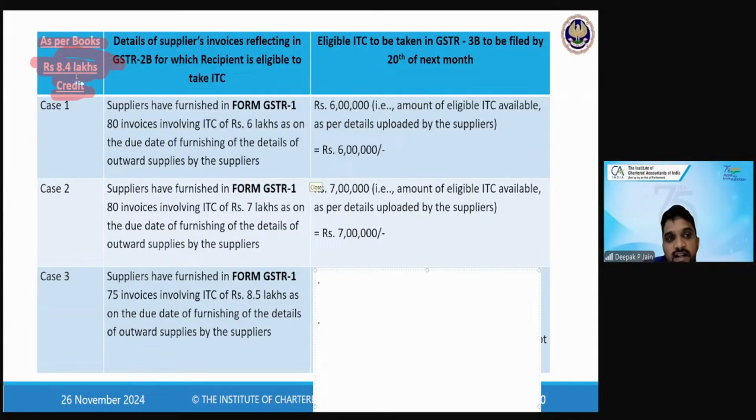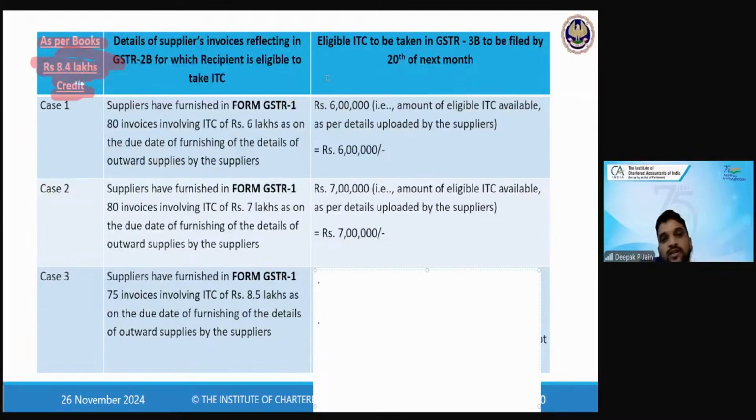Because in my books, how much credit is there? 8.4 lakhs. And appearing in my GSTR 2B is 8.5 lakhs. So can I take 8.5 lakhs? Whatever is there in your 2B is not the actual credit. That's a condition to claim the credit. But for you to claim the credit, you have to verify the books also.